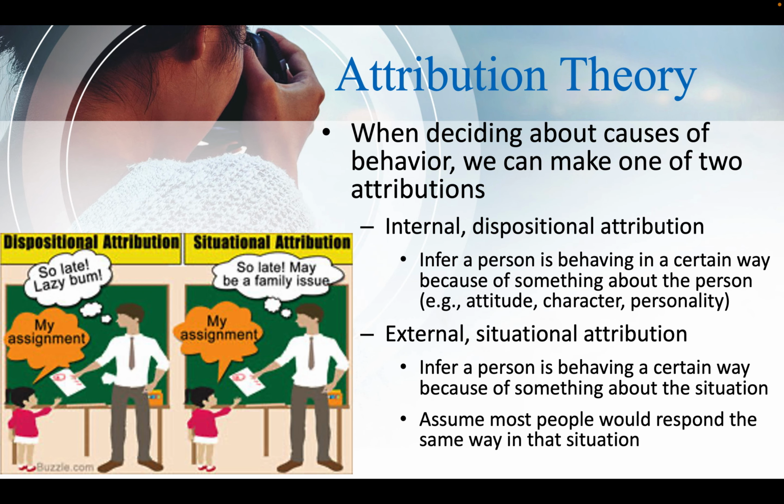When studying the causes of behavior, we can make one of two attributions. Internal dispositional attribution infers that a person is behaving in a certain way because of something about the person, their attitude, their character, their personality. External situational attribution infers that a person is behaving a certain way because of something about the situation, assuming most people would respond the same way in that situation.